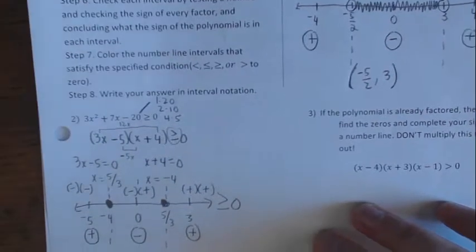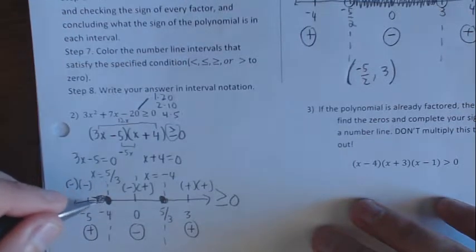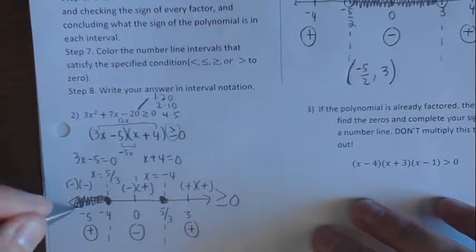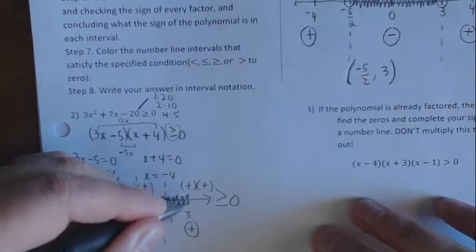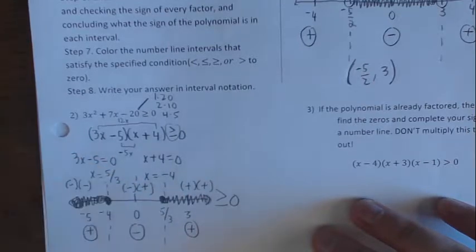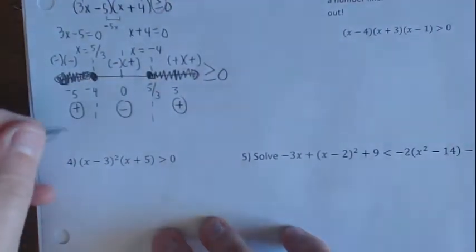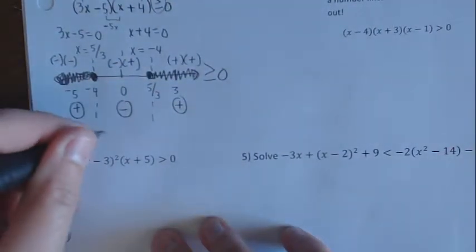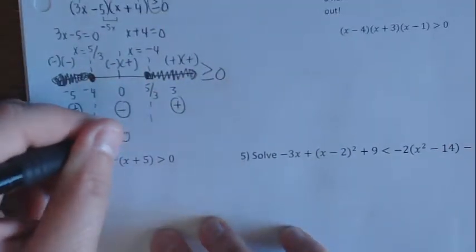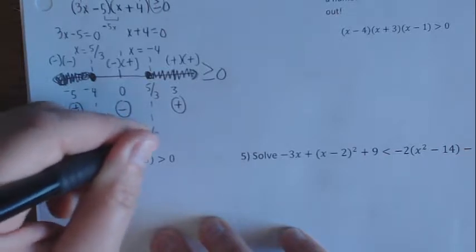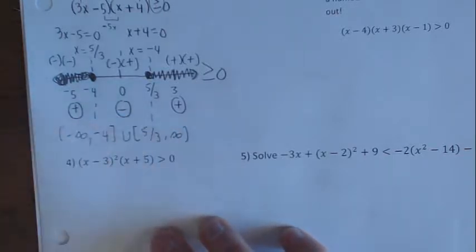And we want the answers to be the x values that give me positive y values, so that's the region from negative infinity to negative 4 and the region from 5/3 to infinity. So if I put the answer in interval notation, that's parentheses, negative infinity, negative 4, bracket, union, bracket, 5/3, comma, infinity, parentheses.